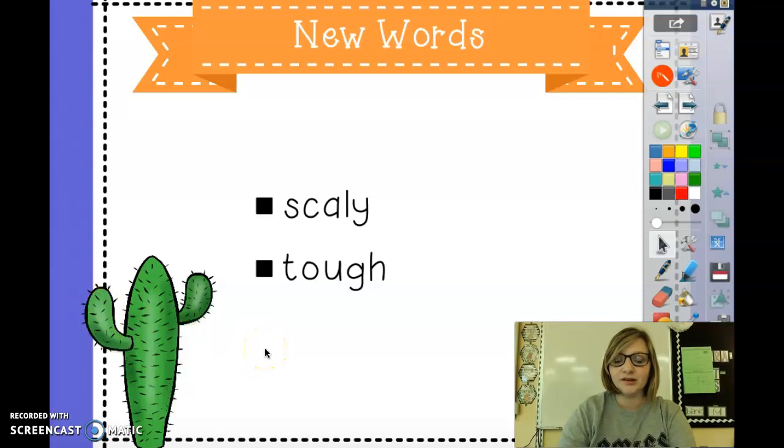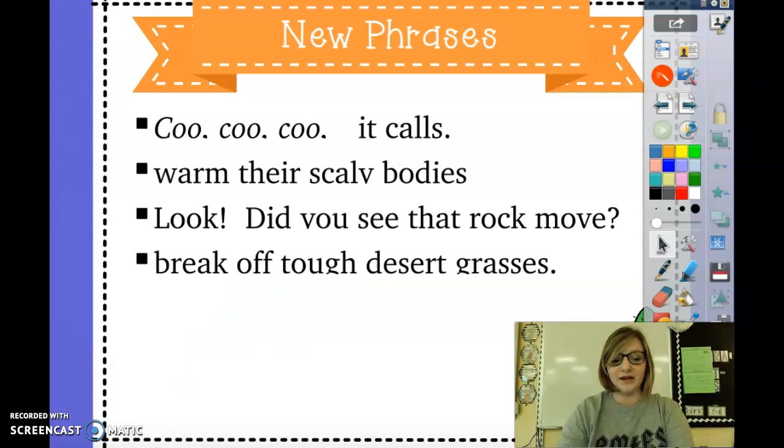We have some new words to look at today. This first word is scaly. Everybody say scaly. Scaly. All right, now that means they have a rough edge of their skin. It's little scales that all line up together. And we're going to talk more about that. This next word here is tough. Everybody say tough. Very good. Now, tough means hard or strong. All right, so we're going to learn more about that in a minute.